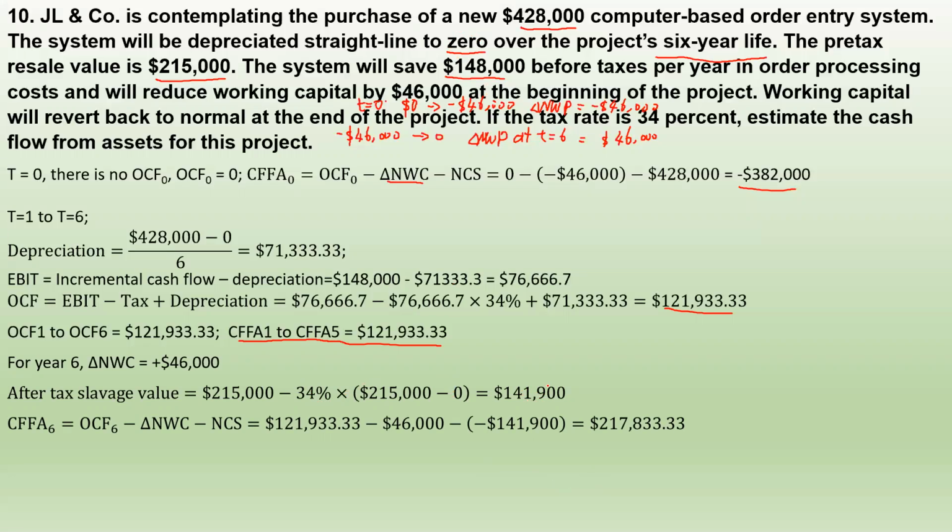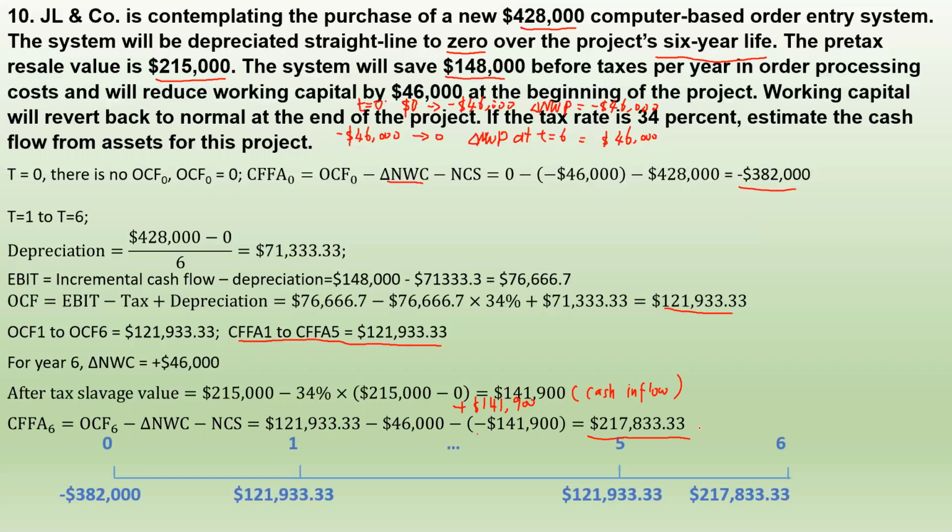So then we remember this is minus a negative number. Negative net capital spending means cash inflows. Or we can just write here plus 141,900 because we receive this. This is a cash inflow. And then that's the cash flow from assets for year 6.